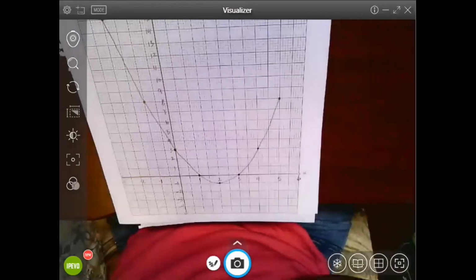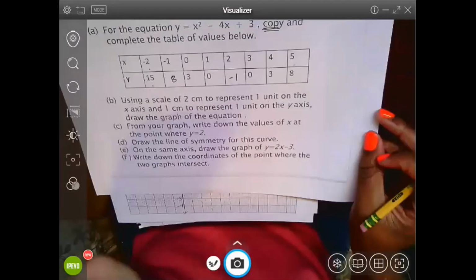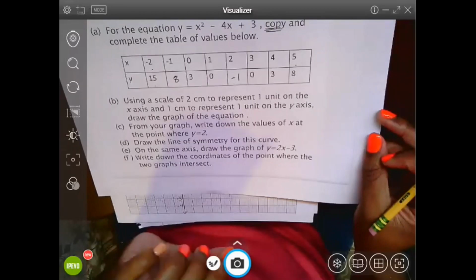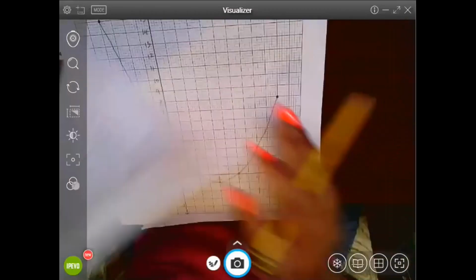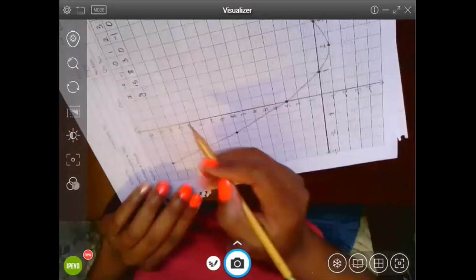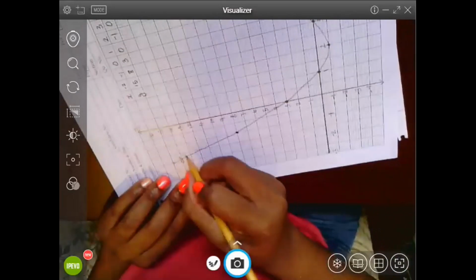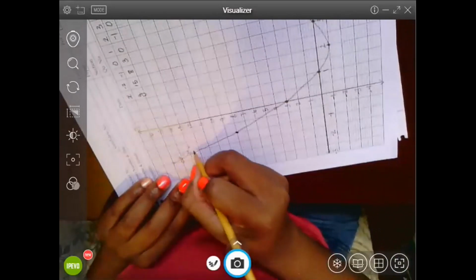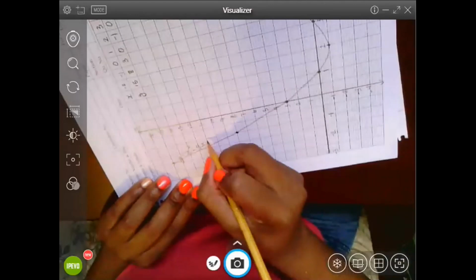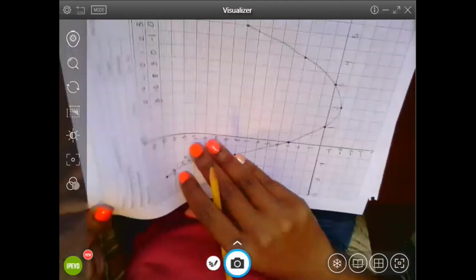All right, let's move on now. Before I move on, though, to the next part of the question, I always want to make sure if I know the name of the line or the curve that I've drawn, that I label it. So I'm going to just switch this sideways and label my curve y equals x squared minus 4x plus 3. Okay, so looks good so far.